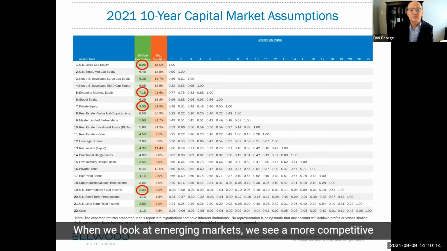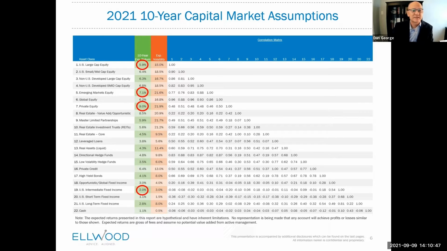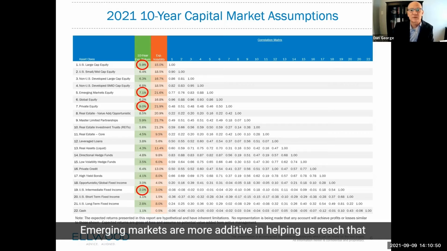When we look at emerging markets, we see a more competitive return, 7.1% return, and a return premium over large cap US equities. But what's interesting is if we're trying to get to an expected return of 7%, historically, we would heavy up on the US equity front and add in some emerging markets. But if we overweight large cap US equities, we're only going to get so far in our goal of achieving an investment objective of 7% because we're expecting 5.9% from that asset class. Emerging markets are more additive in helping us reach that goal.